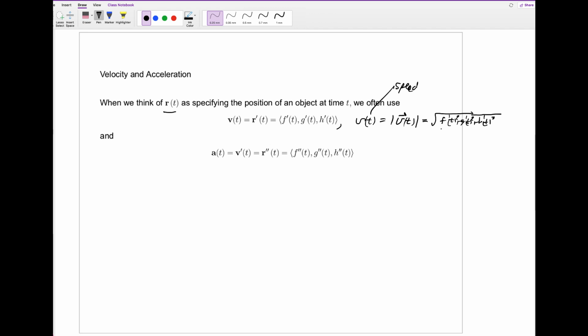That's our speed function. The derivative of that velocity vector, which is the second derivative of the position vector function, will be called the acceleration.